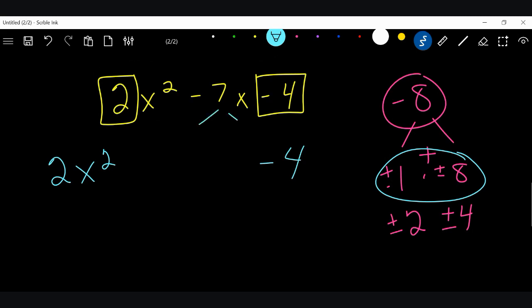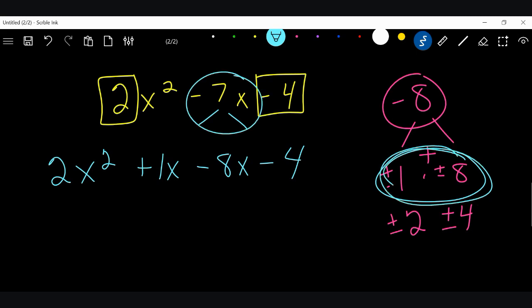But what I'm going to do with this is split that into 2 terms. Right now it's in one term, it's negative 7. I'm going to split that into a positive 1x and a negative 8x. What did I do right there? I took this number and I used these factors over here. So I just took those factors and put them in there.